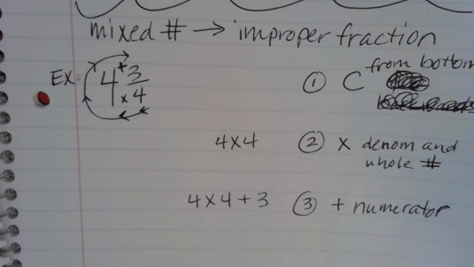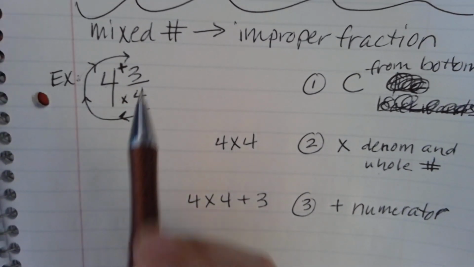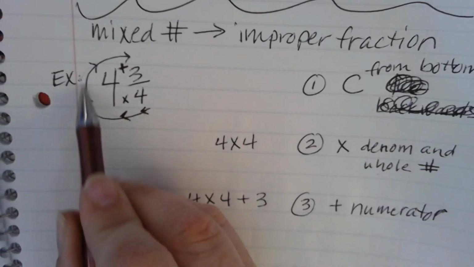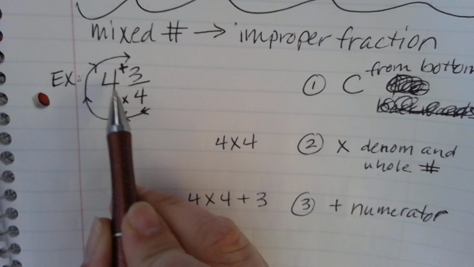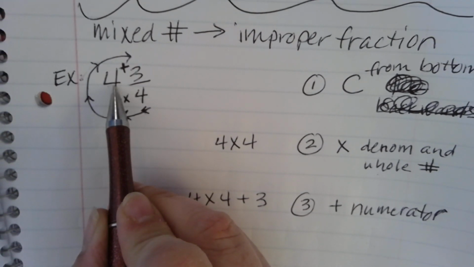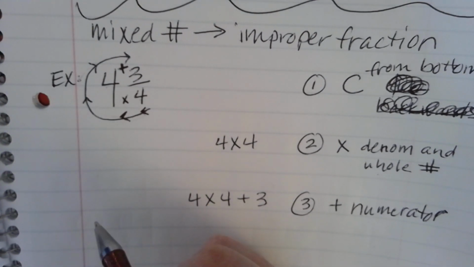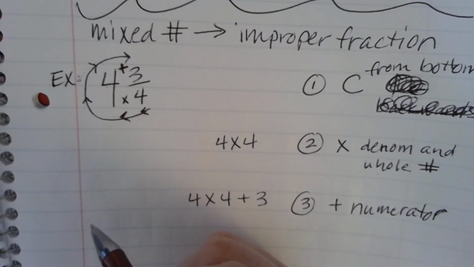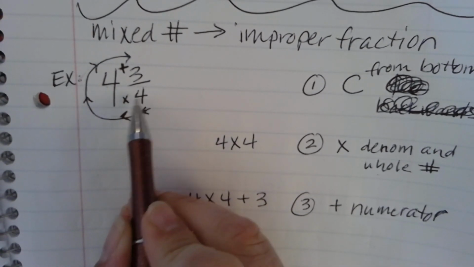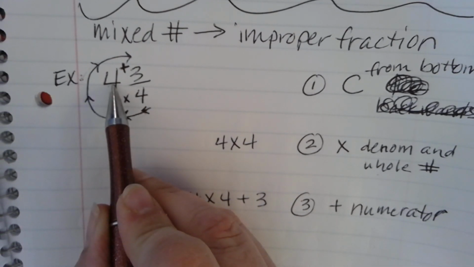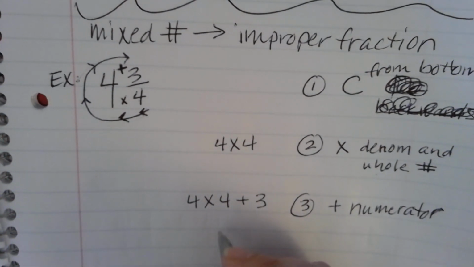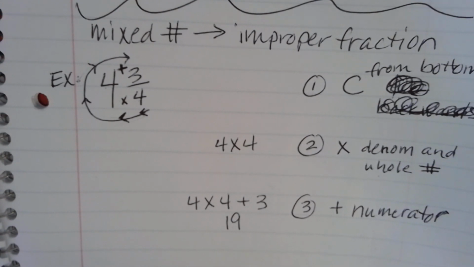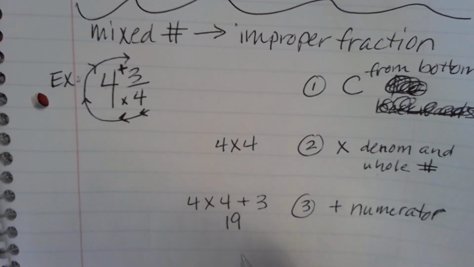All right, so what you will do again is start down here in the bottom, and remember you're thinking like you're drawing a C from the bottom up, and you're going to go in that order. So I will say 4 times 4 is 16. Everybody look up here. I'm going to take the denominator times the whole number. 4 times 4 is 16, plus 3 is 19. Now it's an improper fraction, so let me put that on top.